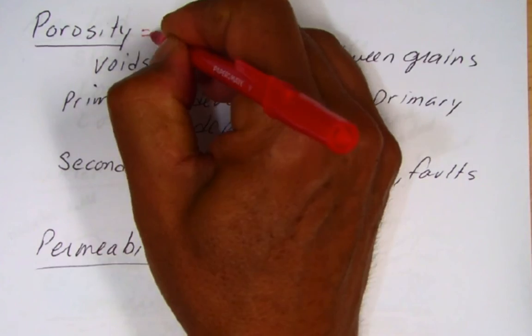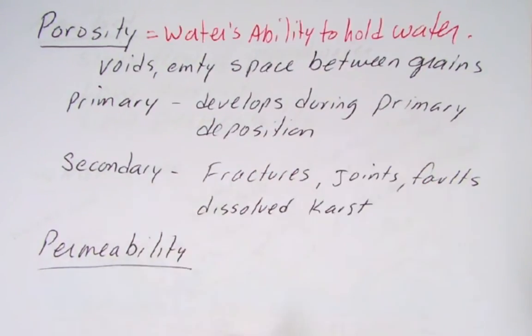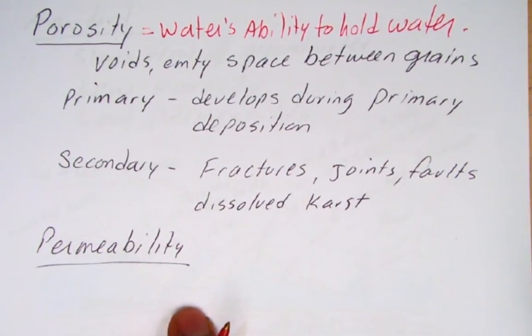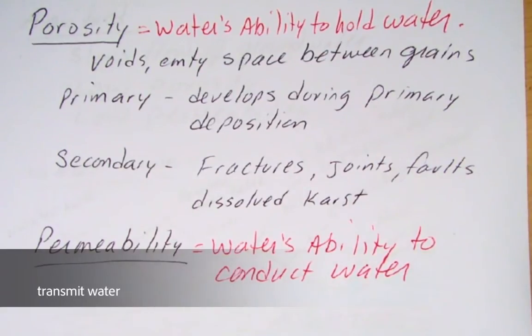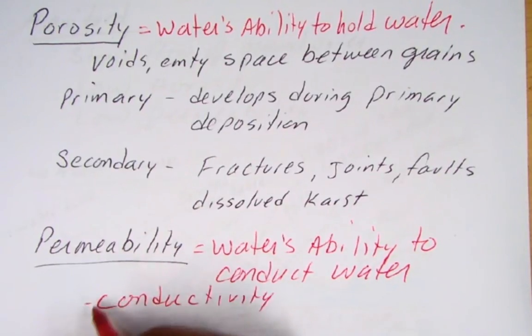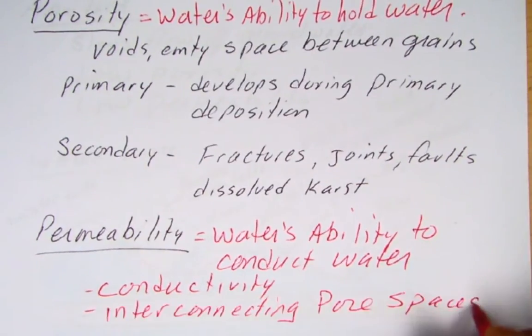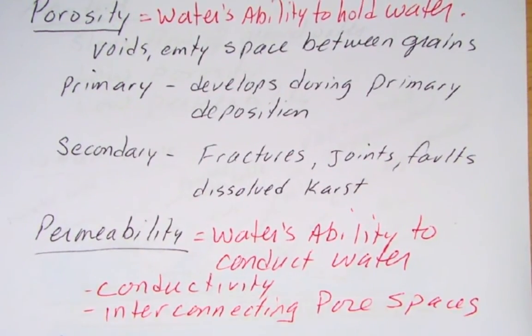Let's think of porosity as a rock's ability to hold water. Whereas permeability, what I want you to think about permeability is a rock's ability to conduct water. So this permeability is how easily the water flows through the geologic unit. So you can think of it as a conductivity, the interconnectedness of pore spaces. So sometimes I refer to permeability as a rock's ability to conduct or transmit the water.